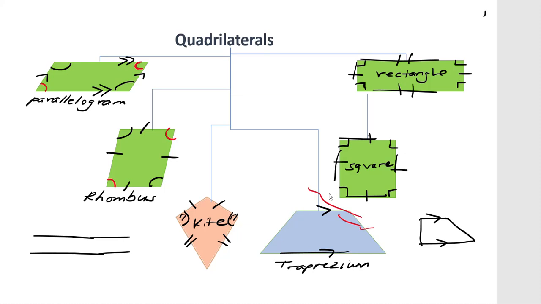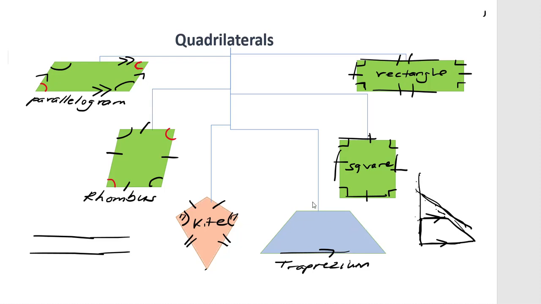A trapezium only has one pair of parallel lines, and then the other two are not. Whereas a kite, there are no lines that are parallel. They all meet at a point. Now this one here, yep, I can see I've got two parallel lines, and this one are not. So if I kept drawing these lines, they would eventually meet and cross over.